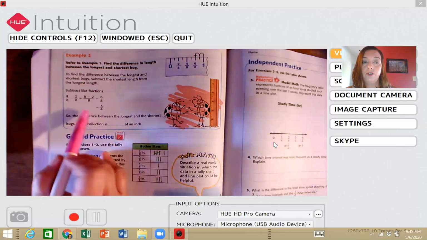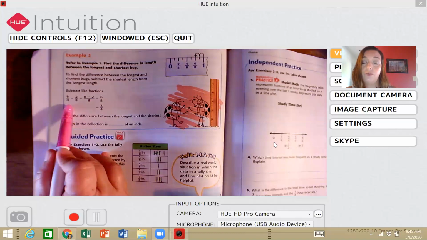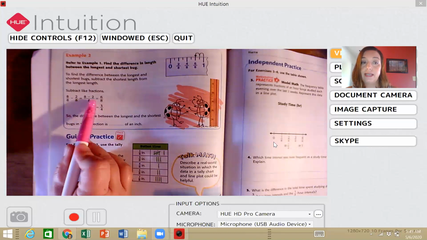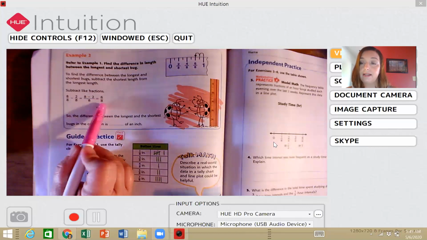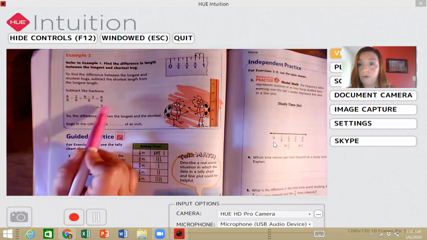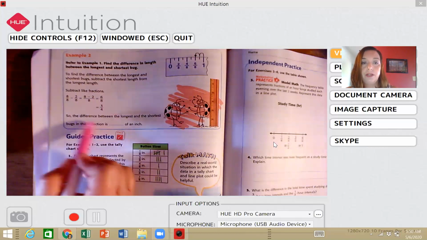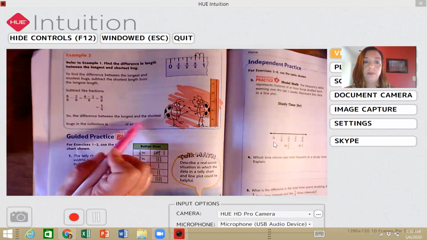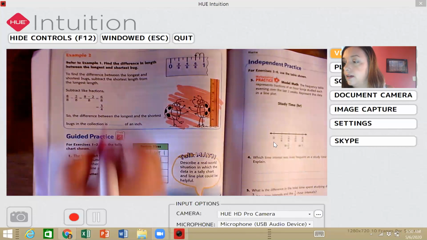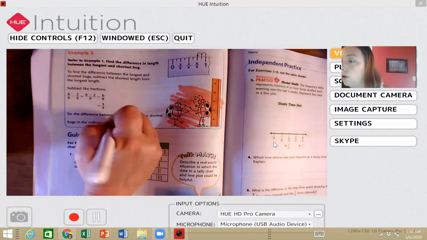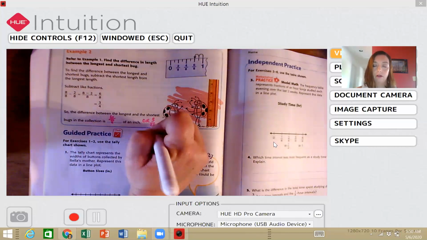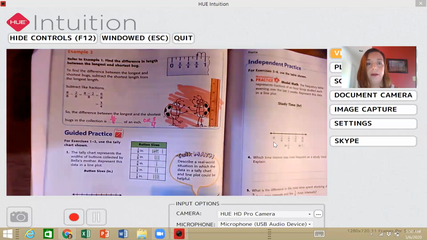So we're going to subtract 8/8 minus 2/8. So that is 8 minus 2, which is 6, and our denominator 8 stays the same. So 6/8 is equivalent to 3/4. So the difference between the longest and shortest bugs in the collection is 6/8 of an inch, or you could say 3/4, but you do not have to find the simplest form, okay?